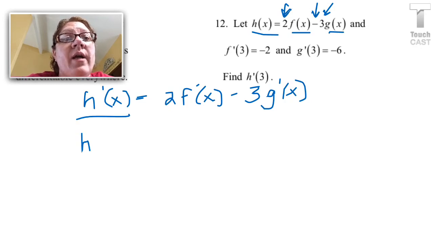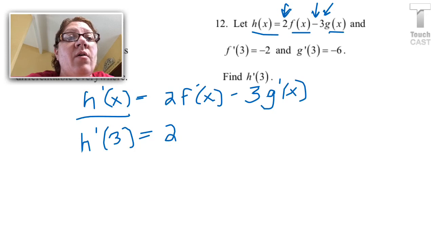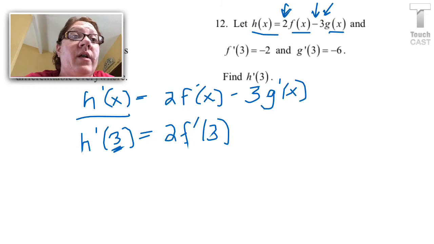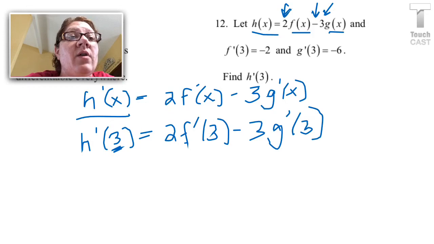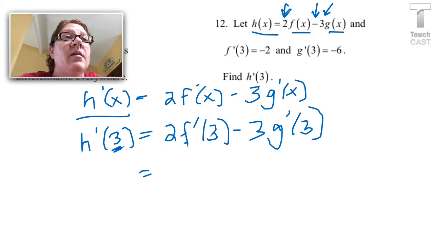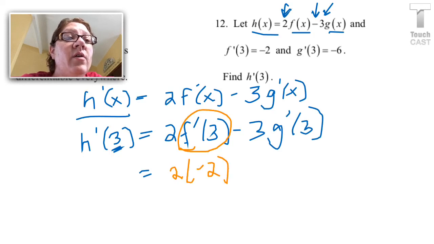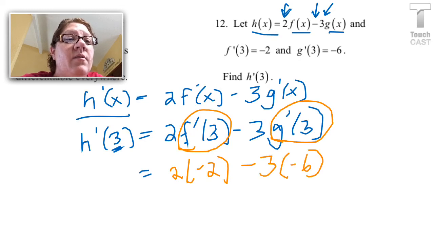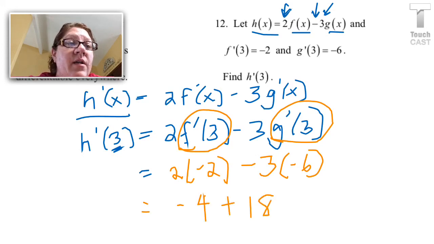So now if I want h prime of 3, just like when I do f of 3, you go, oh yeah, plug in the 3, Torres. Good job. So I would just plug in 3 everywhere there's an x. And then I go back and I read my directions and I go, hey, wait a second. I have this. It's -2. Good, good. And hey, I have this. It's -6. Good, good. So I'm going to get -4 plus 18, which is 14, Torres. Yay!